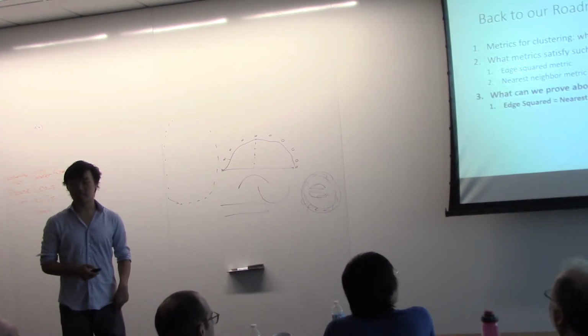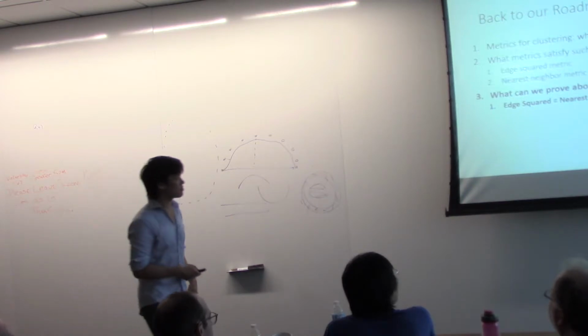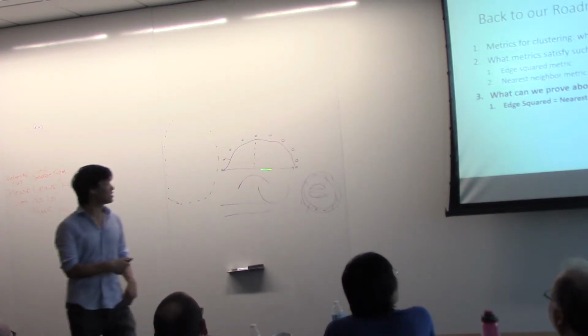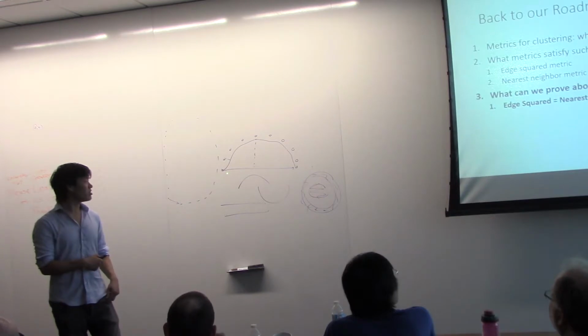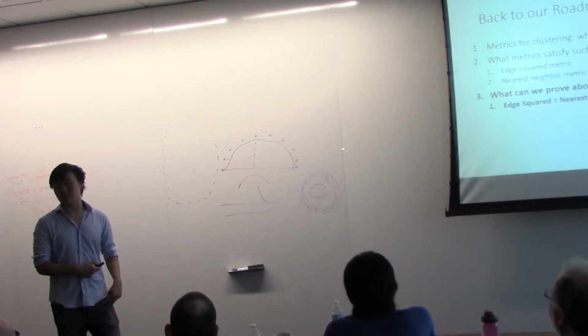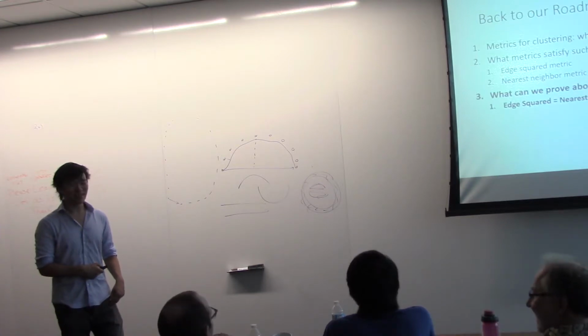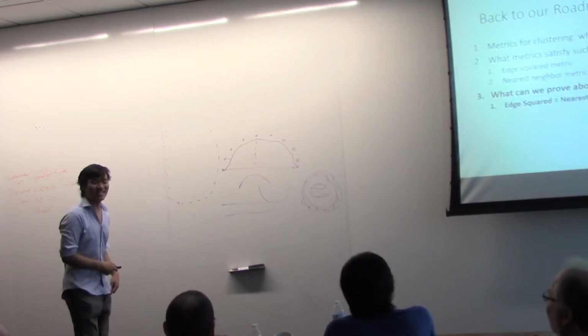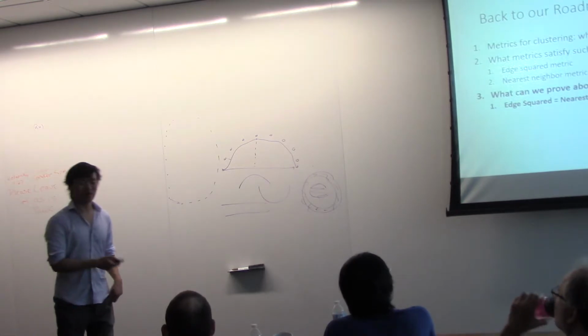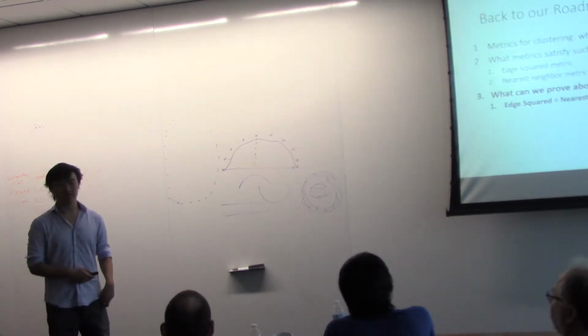Yes? Maybe I'm jumping the gun here. What exactly is the sense in which they're equivalent? For any 2 points in the data set, the nearest neighbor metric distance is exactly the same as the edge squared distance. That's why the 4 is there. That's where the 4 is there, yeah. But you have exact equality up to a scalar factor.